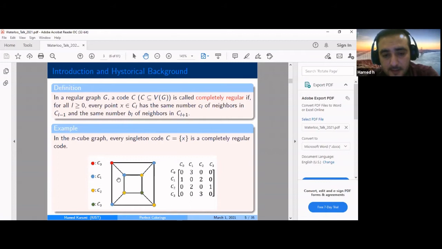We can interpret the concept of completely regular code with a matrix. For example, for this example, the entry 2 here shows that every vertex in C1 has exactly 2 adjacent vertices in C2. I mean that every vertex in blue has 2 adjacent vertices in yellow. And this happens for every vertex in blue. For example, this vertex in blue has 2 adjacent vertices in yellow. And it happens for this vertex.